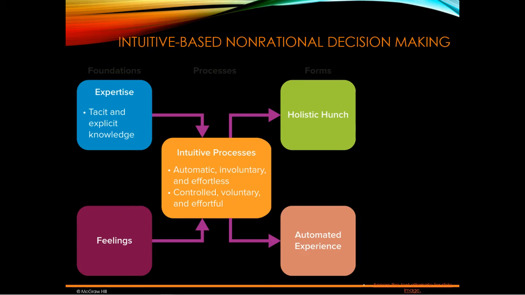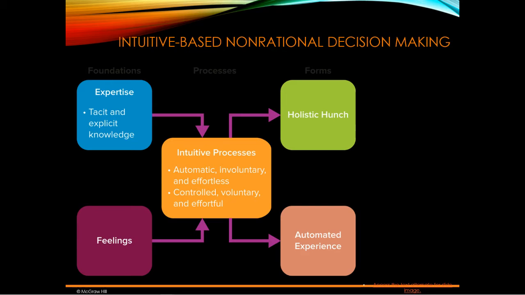We've got the holistic hunch. This is a judgment that is based on a subconscious integration of information stored in memory. Automated experiences: a choice that is based on a familiar situation, where we choose it automatically because of the situation and past experience with it. And intuition is represented by two distinct processes. One is automatic, involuntary, and mostly effortless, while the second is controlled, voluntary, and effortful.